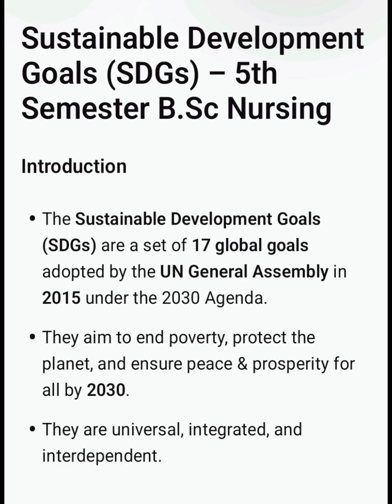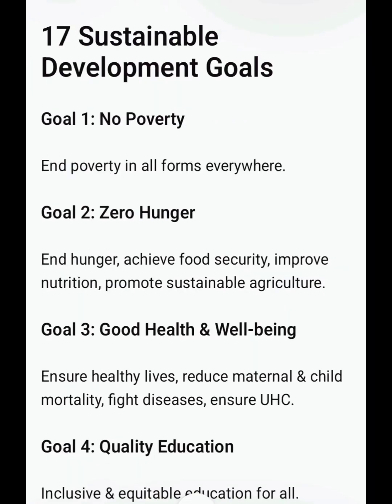The next one, sustainable developmental goals. This is a set of 17 global goals adopted by the UN General Assembly in the year 2015, under the 2030 agenda. So what is the main aim? To end poverty, protect the planet and ensure peace and prosperity by the end of 2030. They are universal, integrated and interdependent. There are 17 sustainable developmental goals.